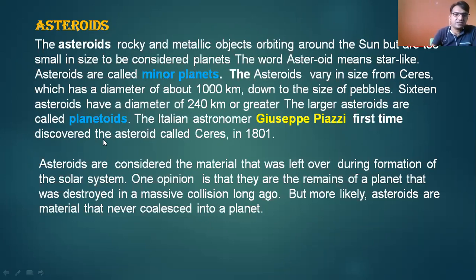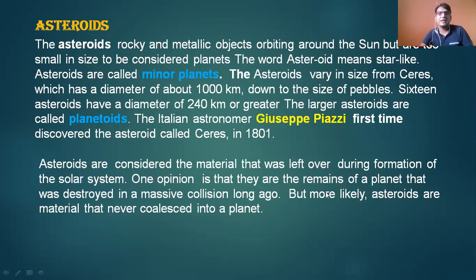The Italian astronomer Giuseppe Piazzi first discovered an asteroid, called Ceres, in 1801. So in 1801, the Italian astronomer discovered the first asteroid, which was called Ceres. Asteroids are considered the material that was left over during the formation of the solar system. When our solar system was forming, this process was underway, and at that time these things were left over, which later became asteroids.